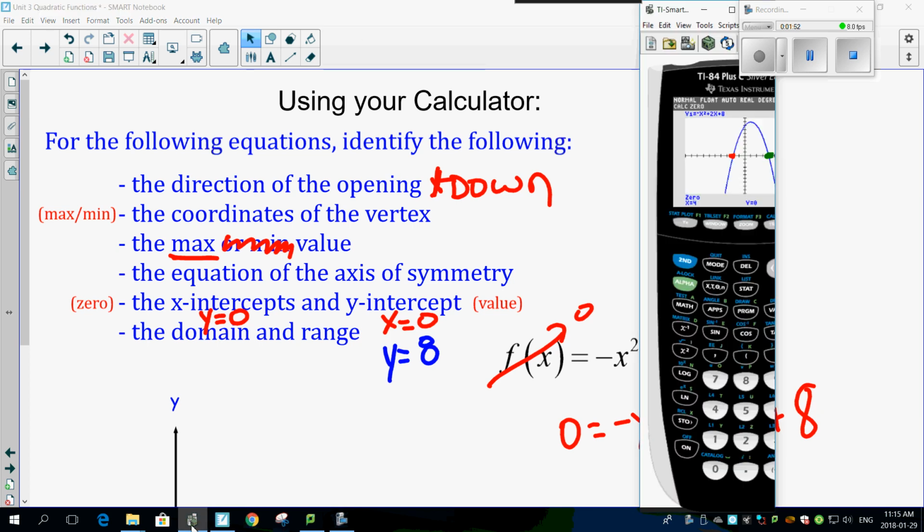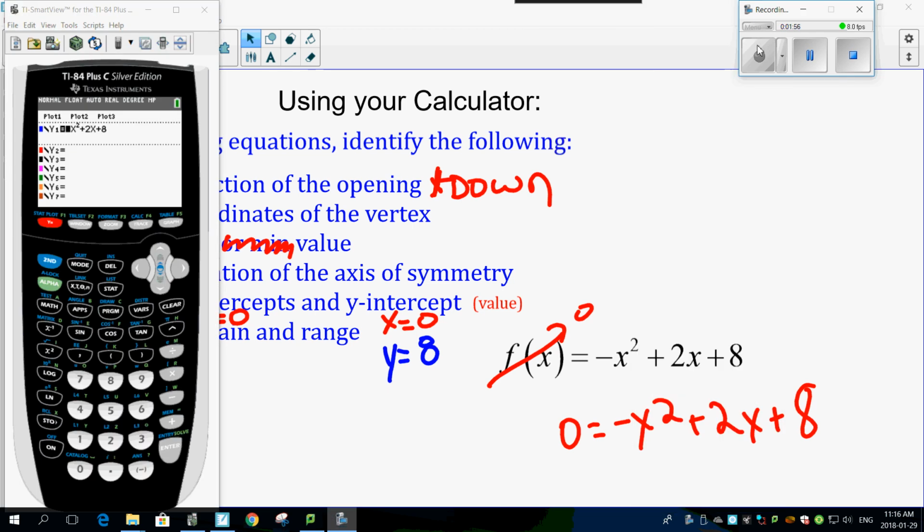Okay, there it is. So there's my calculator. I put the equation in. I'm going to hit graph. There it is, and it gave me my beautiful drawing right there. And you can see that it, in fact, is opening down. And we've got a vertex that looks like it's pretty close to 1, 9. But let's figure out what that vertex is.